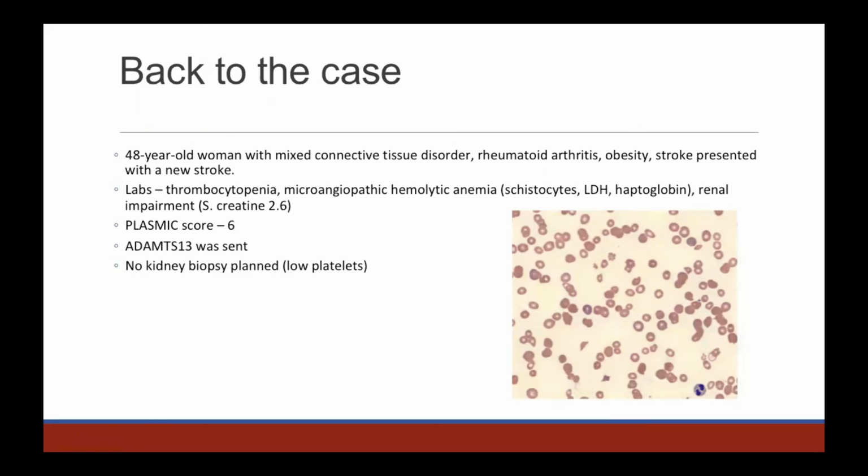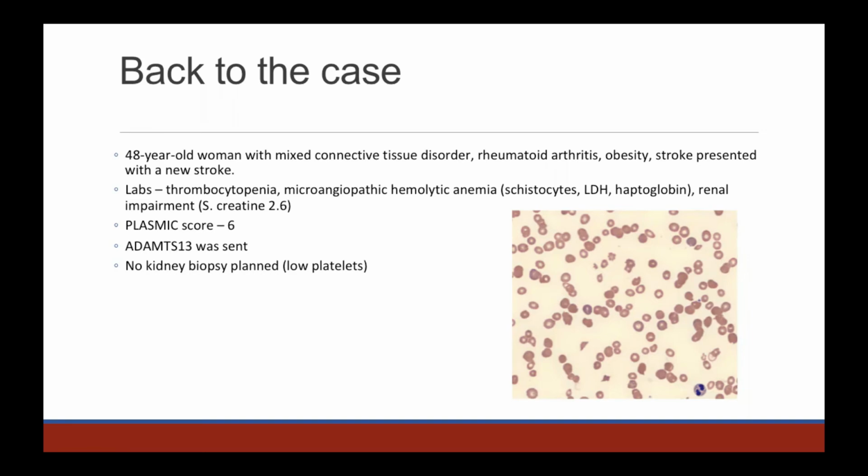Just to review and repeat, our presenting patient was a 48-year-old female. She had a history of mixed connective tissue disorder, rheumatoid arthritis, obesity, and a recent stroke, and she's presenting with symptoms of a new stroke. Her labs were consistent with thrombocytopenia, presence of MAHA, renal impairment. We're unsure about the progression of this creatinine level and her baseline from the case itself, but that would be something that we would establish with the patient, and our repeat labs and trending.